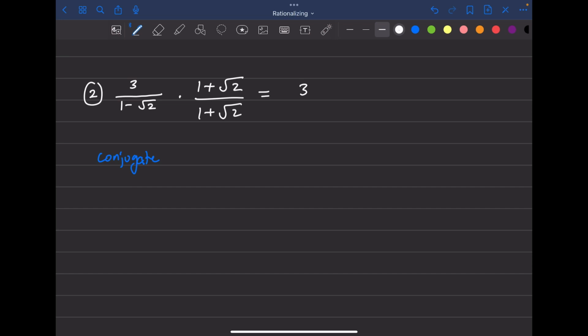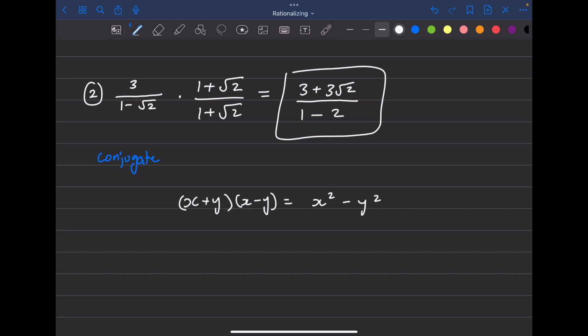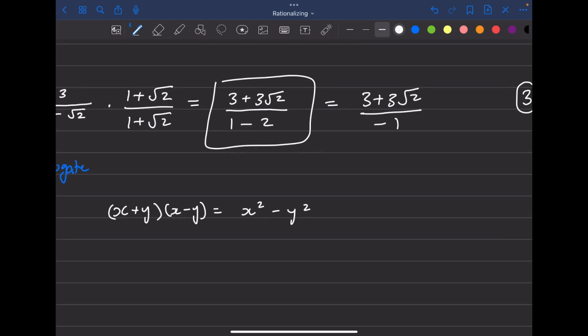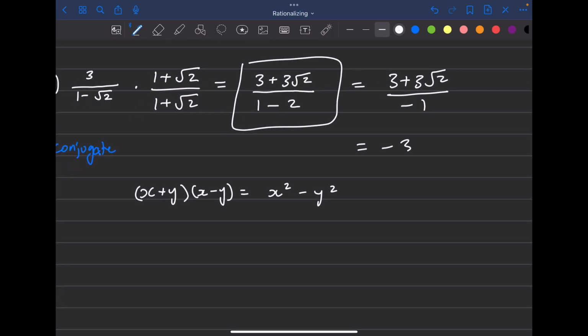But this is easy now. 3 times 1 is 3. 3 times root 2 is 3 root 2 over, we already know once again that x plus y times x minus y is equal to x squared minus y squared. So let's use that fact. 1 times 1 is 1. Root 2 times root 2 is 2. So minus 2. Basically, we squared the x and we squared the y. But that's pretty simple. And we're almost done. We can simplify a tiny bit. This would give us 3 plus 3 root 2 over negative 1, which is also equal to negative 3 minus 3 root 2. And we are done.